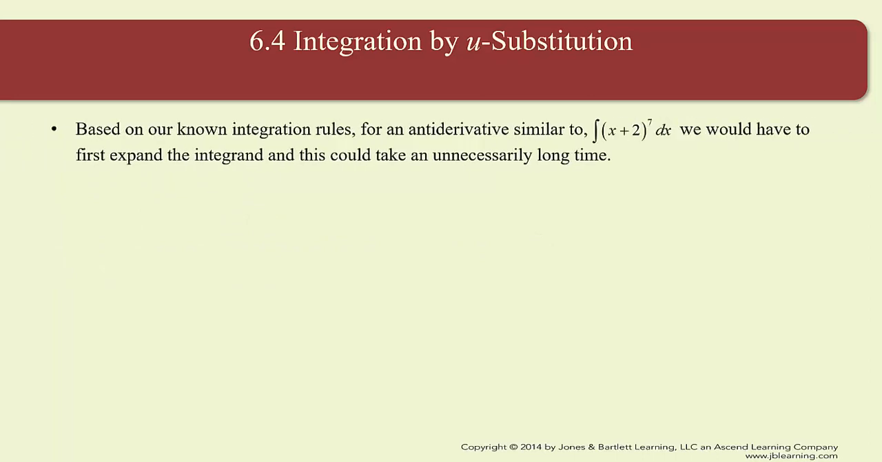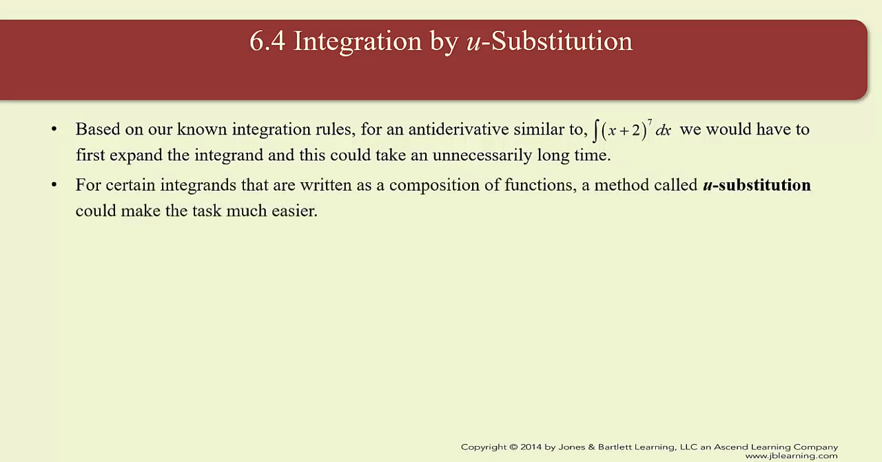So folks, based on our known integration rules, if we wanted to integrate something like this, the integral of the quantity x plus 2 to the 7th power dx, we would have to first expand the integrand. In other words, we would have to take x plus 2 and multiply it by itself 7 times. I don't want to do that. I don't think you want to do that either. It would most definitely take an unnecessarily long time to do.